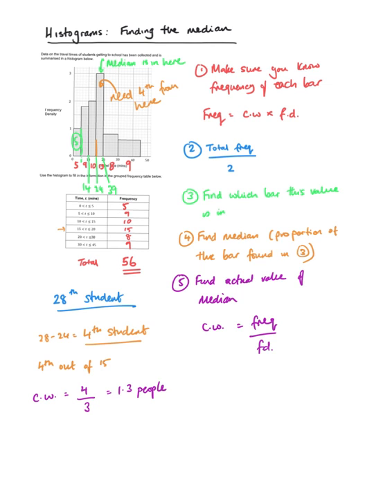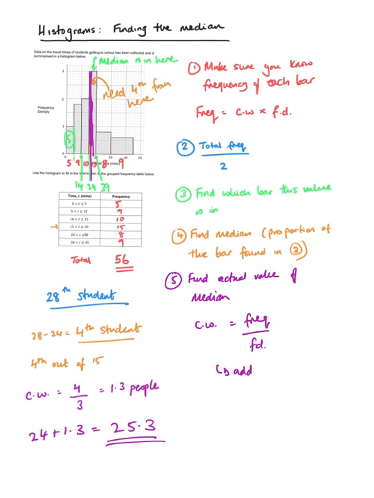So if we imagine a bar coming in here that tells me the median, the space that's taken up by this purple bit is 1.3. Now I'd already used up 24 students, so I'm going to do 24 plus 1.3. So our estimate for the median is 25.3 students. So I'm going to add the frequency found for the beginning of that bar.